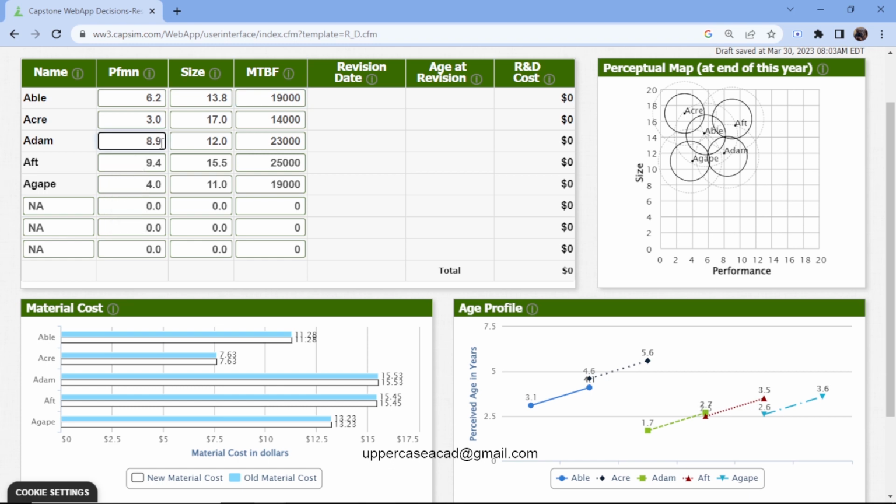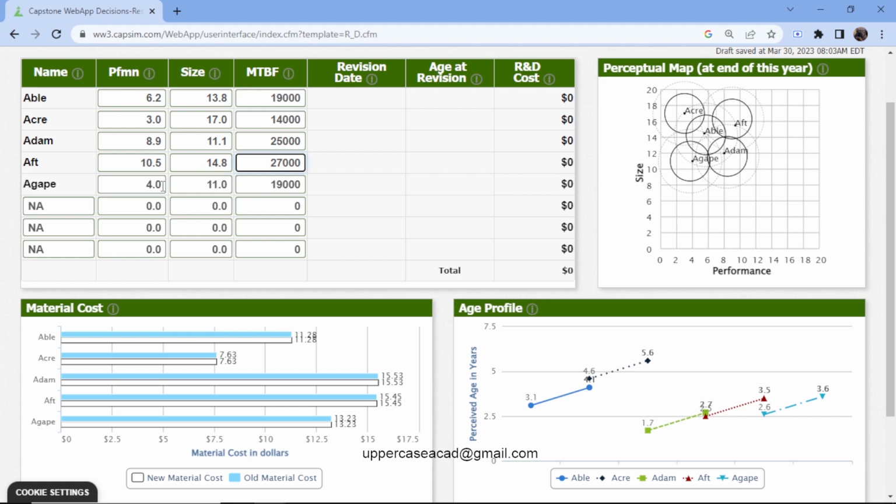I'll give it a performance of 8.9, then a size of 11.1. Then I'll give an MTBF of 25,000. Then for Aft product, I'll give it a performance of 10.5, then a size of 14.8, and a maximum mean time before failure of 27,000.